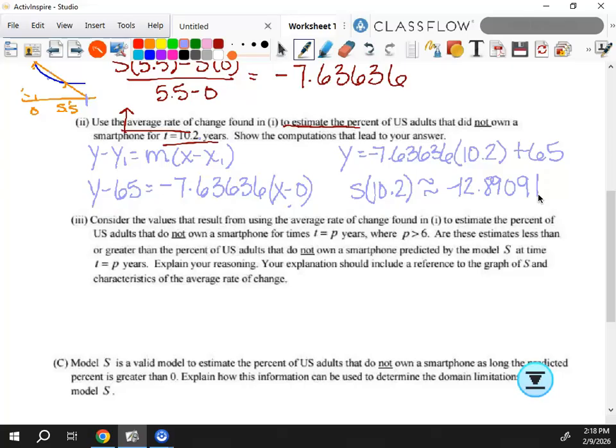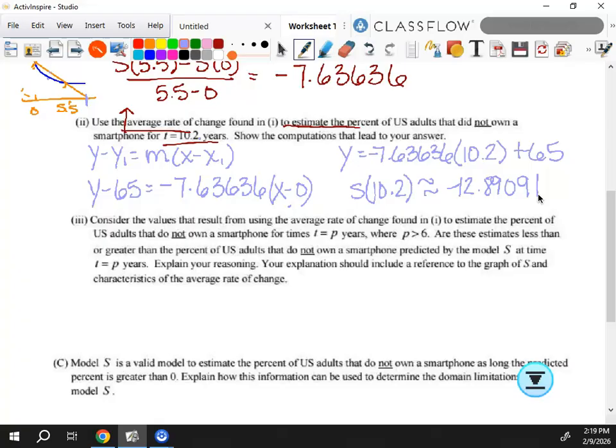Now, what does that number represent? What does the output represent? The percentage of people that don't own smartphones. Does that make sense? No. Okay. But it's okay that it doesn't make sense. We didn't do anything wrong. And why doesn't it make sense? Because it's a negative percentage, right? Yeah, it's a negative percentage, and that would mean a negative whatever percent. That doesn't even make any sense, right?